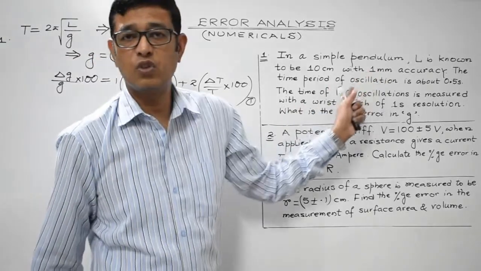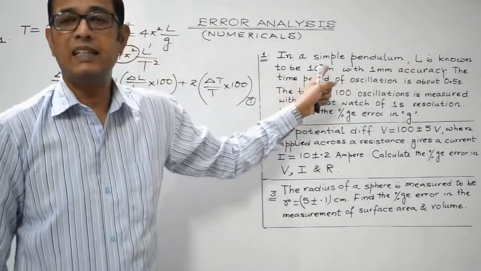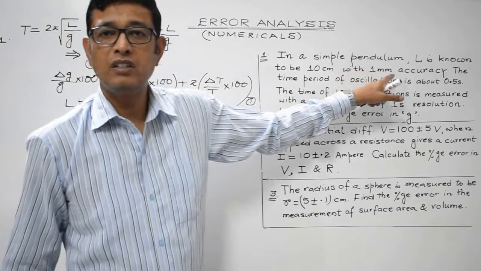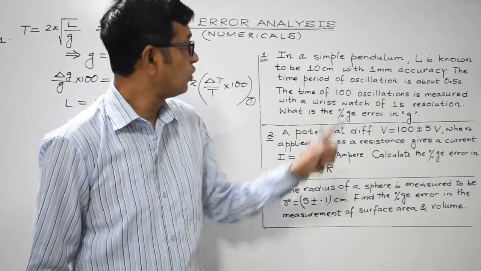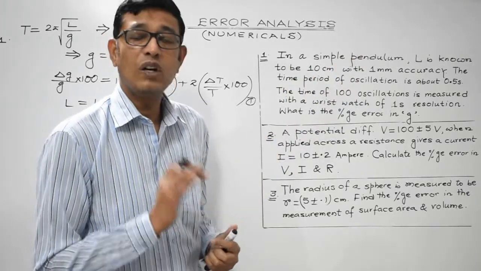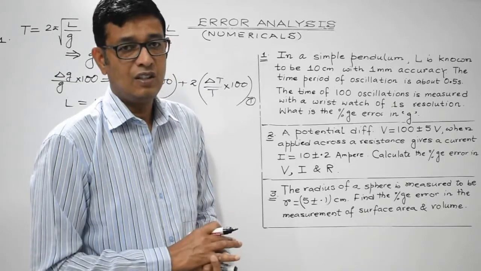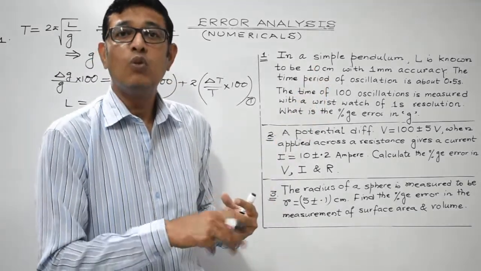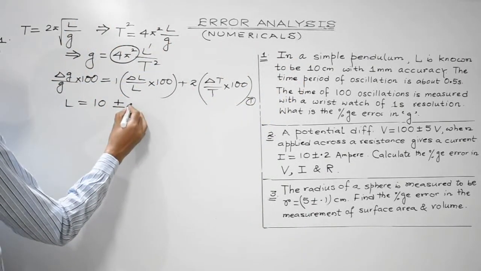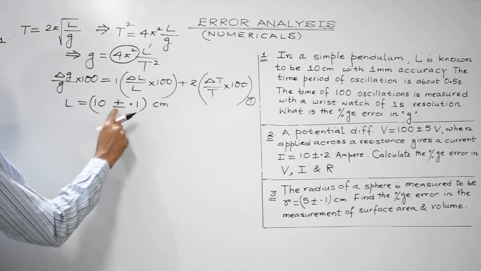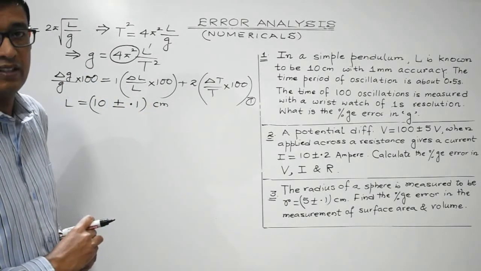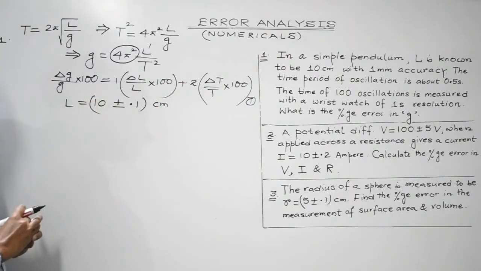Now, let's read the question. L is known to be 10 cm. The length of the simple pendulum is given to be 10 cm, and it is measured with an accuracy of 1 mm. Students, it is in centimeter and it is in millimeter, so you need to convert millimeter into centimeter. 1 millimeter is 0.1 centimeter. So the length of the pendulum is measured up to 1 correct place of decimal, and it will be written in this particular manner: 0.1 centimeter. 1 millimeter is the accuracy with which it is measured. So this is the true value and this is the absolute error, right? 1 millimeter is written over here as 0.1 centimeter.